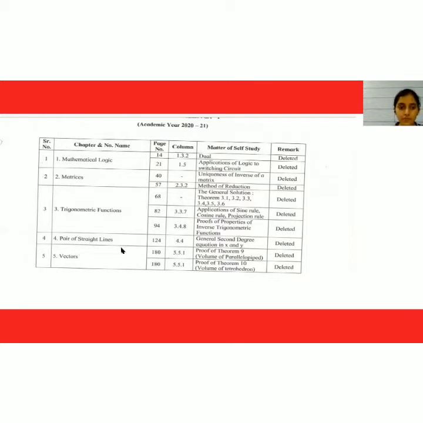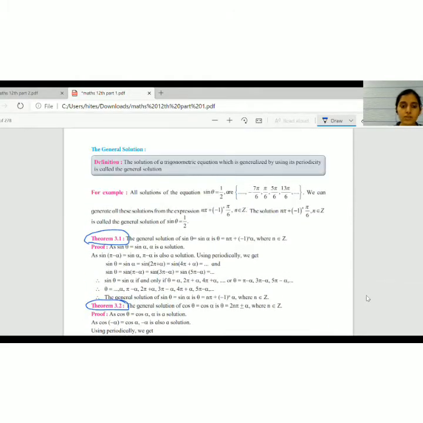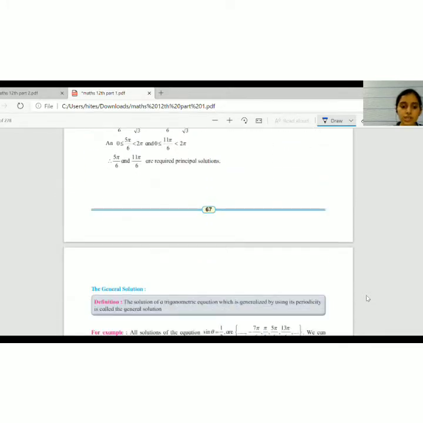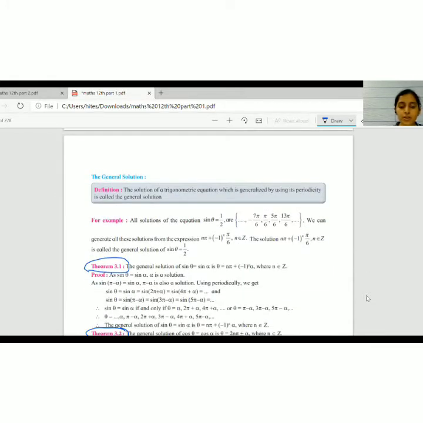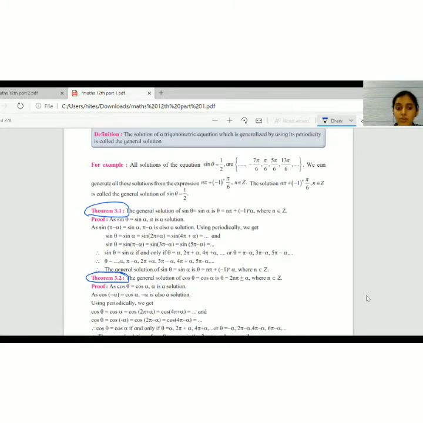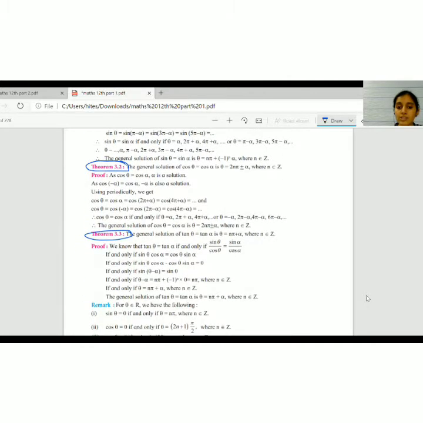Here you can see I have circled these theorems. The general solution theorem. Now what are these general solutions? So they give you the general solution of a sine function, general solution of cosine function. All the theorems are not there. Now theorems are not there. It means what? 3.1, 3.2, 3.3, these are not there.